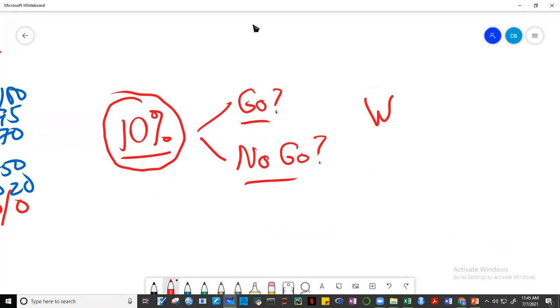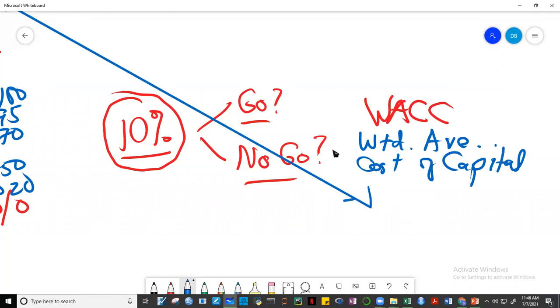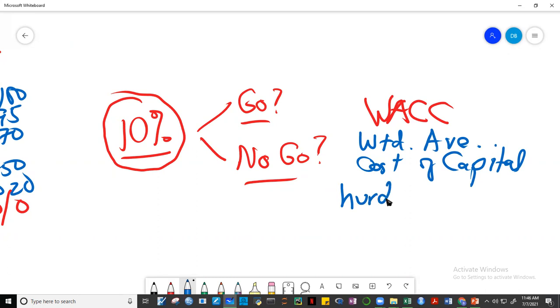Okay, kailangan, alam natin guys, yung WACC. Okay, ang ibig sabihin ng WACC na yan is weighted average cost of capital. We're going to meet this WACC measure na to. Kailangan natin yan, kasi basis yan for decision ng investment. Okay, another name for this is your hurdle rate. Okay, WACC or hurdle rate.